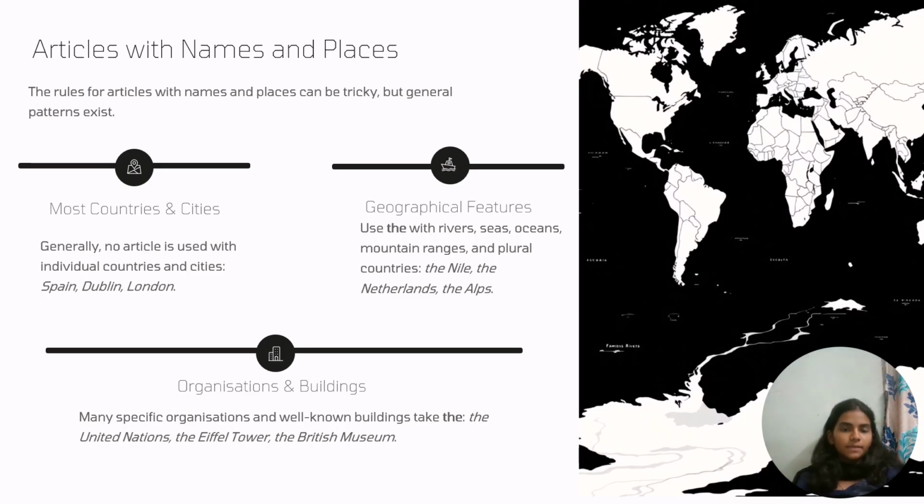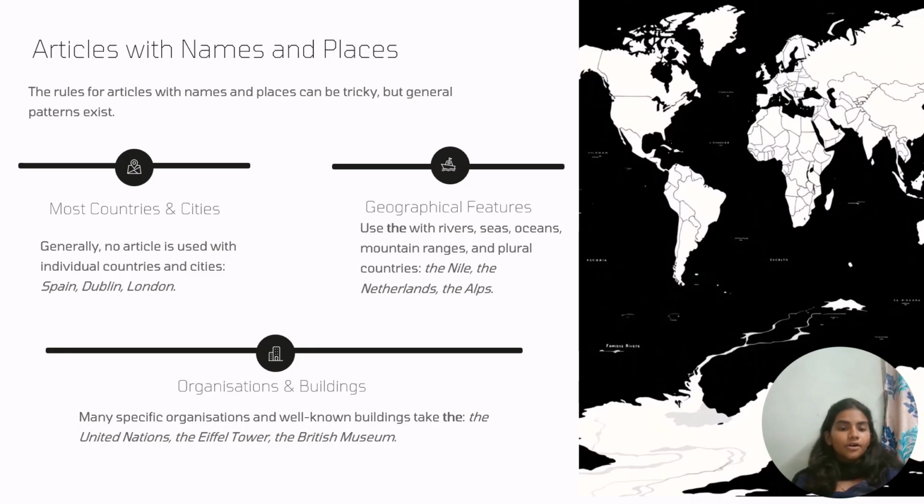Articles with names and places. The rules of articles with names and places can be tricky, but generally patterns exist. Most countries and cities: generally no article is used with individual countries and cities, for example, Spain, Dublin, and London. Geographical features: use the with rivers, seas, oceans, mountain ranges and plural countries, for example, the Nile, the Netherlands, the Alps.